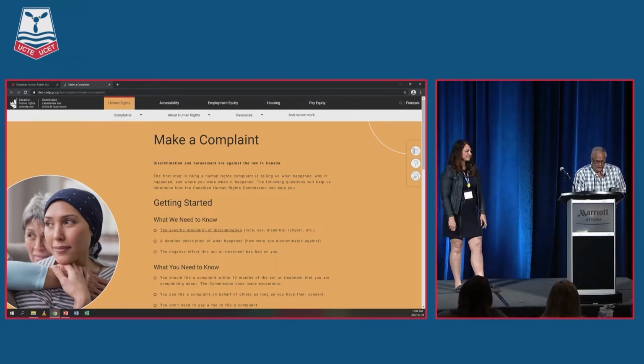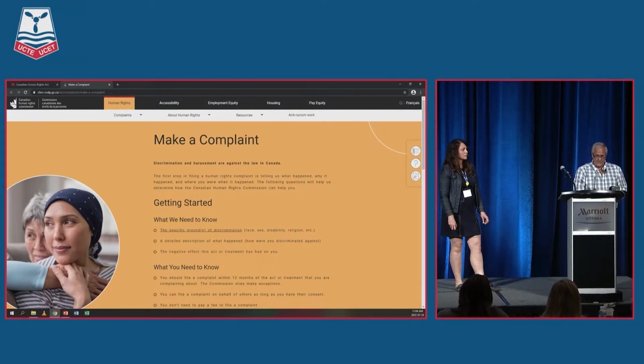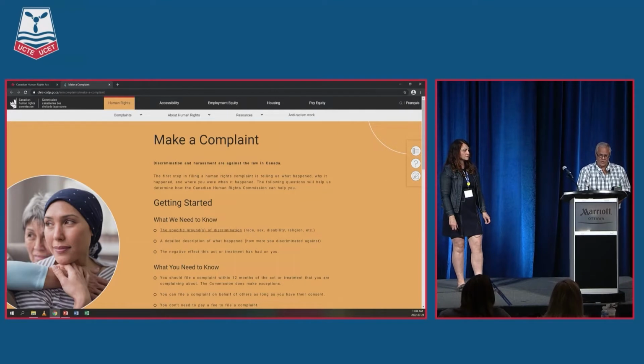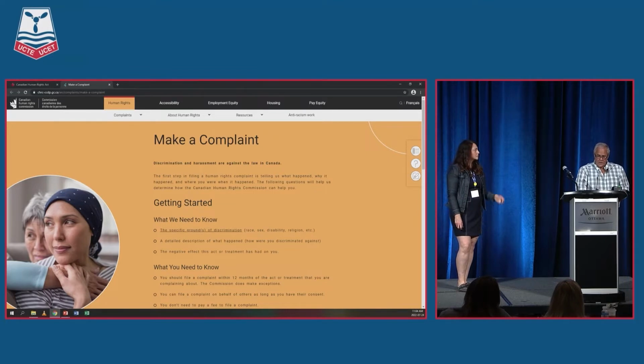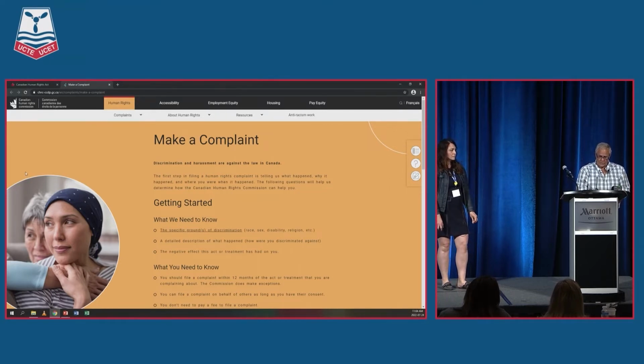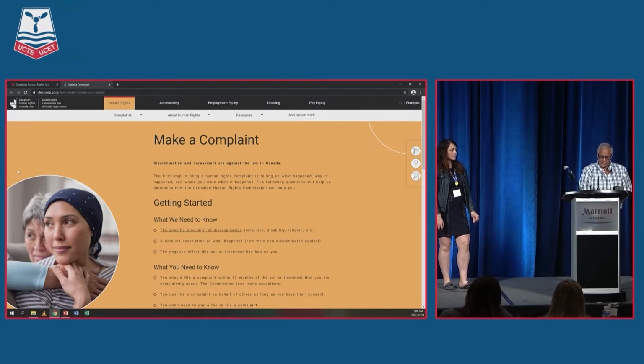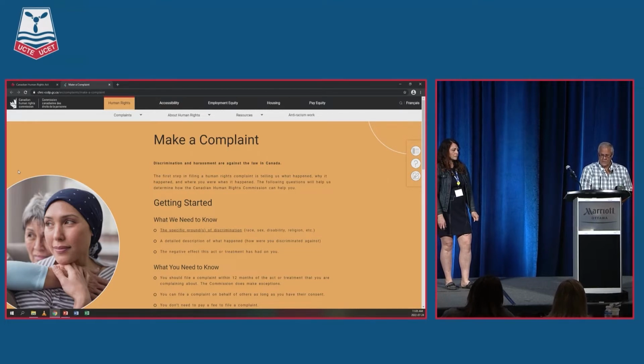Okay. So specific grounds of discrimination must be identified. A detailed description of what happened will be required, stating how you were discriminated against. It will be asked how the discrimination has negatively affected you. The complainant needs to file within 12 months of occurrence. The complaint will be dealt with after all grievance avenues and levels have been exhausted.